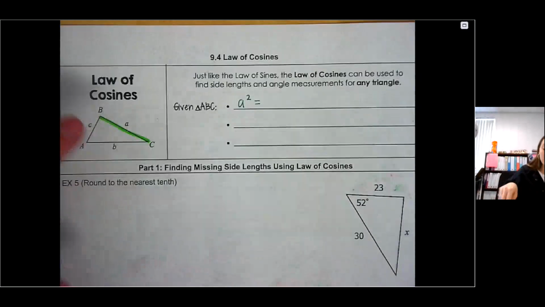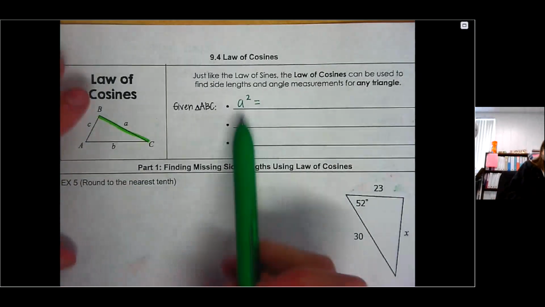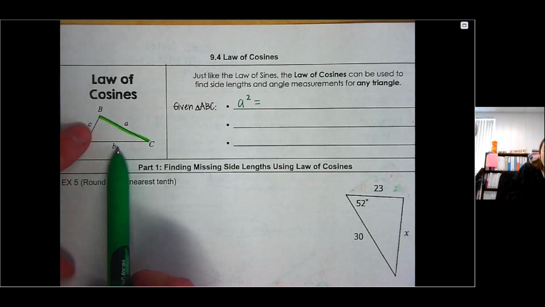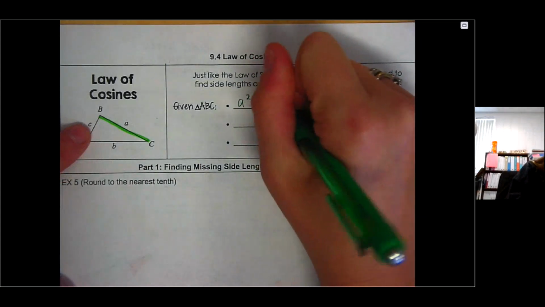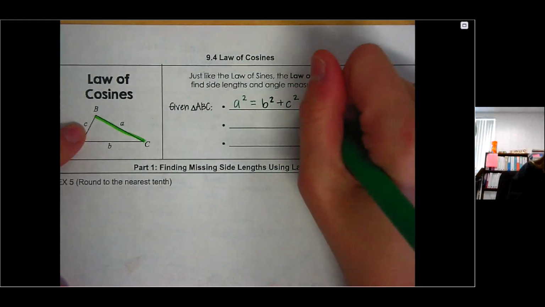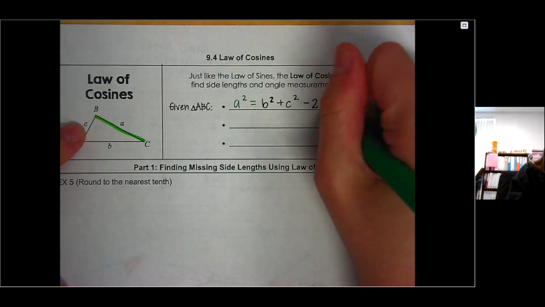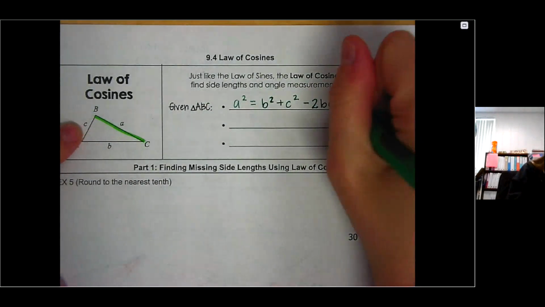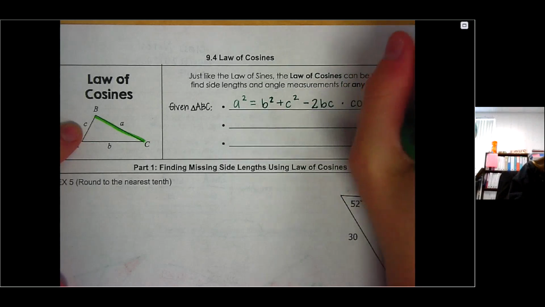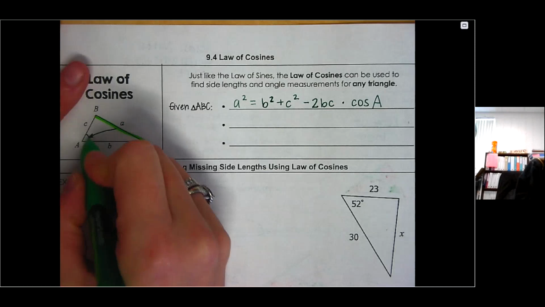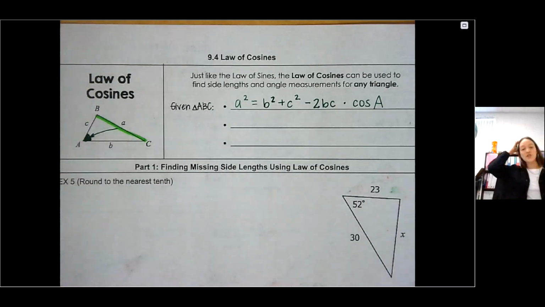The equation is you take the other two sides that are not the one you're looking for, right? So if I'm looking for A, I'm going to take B and C, and I'm going to square them and add them together. B squared plus C squared minus 2 times BC, again, those two sides that are not the ones you're looking for, times cosine of angle A. And so you're going to pick the angle that is across from the side that you're looking for, just like with our law of sines.